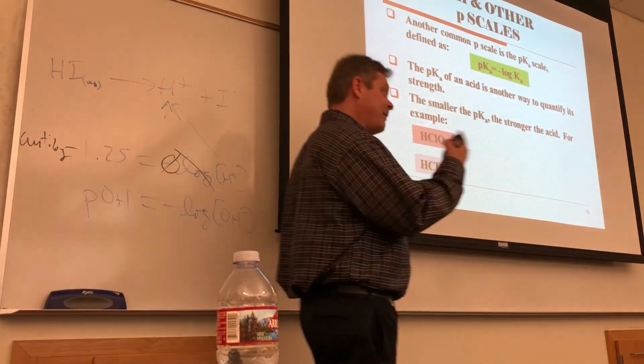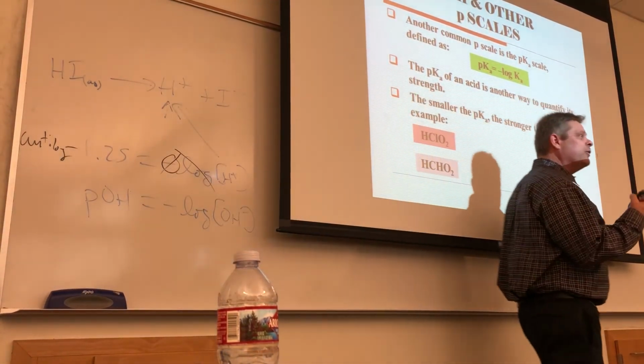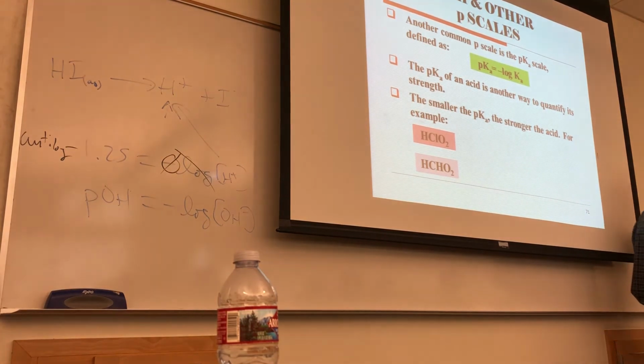There's no Ka. See how I'm framing this intentionally. There's no Ka for a strong acid. So when we're dealing with the pKa's, they have to be weak acids in equilibrium. So what are we looking at here? We're looking at the strength of the weak acids. Keep that in mind.